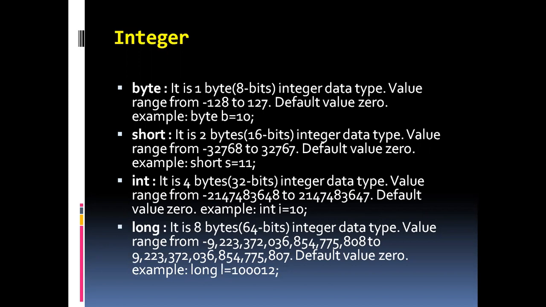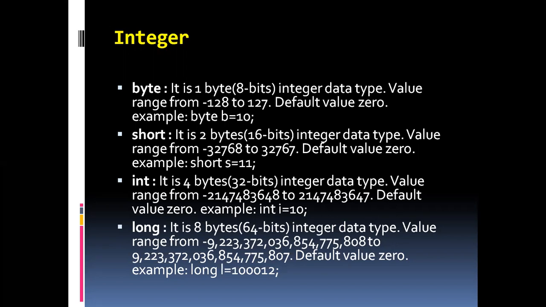Here the first one, byte. Byte is 1 byte, meaning 8 bits. It is an integer type of data type. The value range is minus 128 to plus 127, and the default value is 0. We have to declare within this range only, minus 128 to plus 127, in this byte data type. And the short data type is 2 bytes.